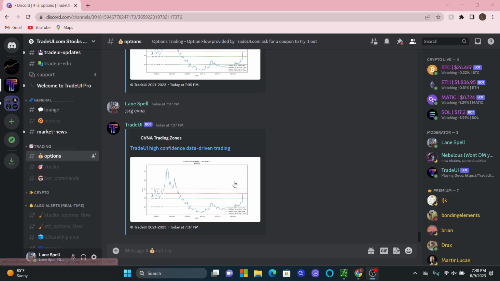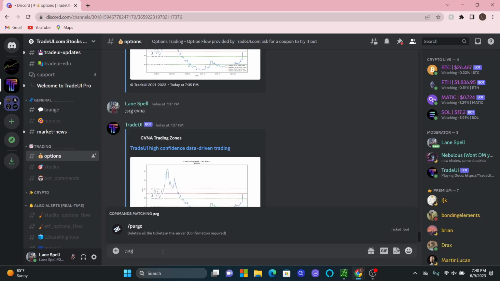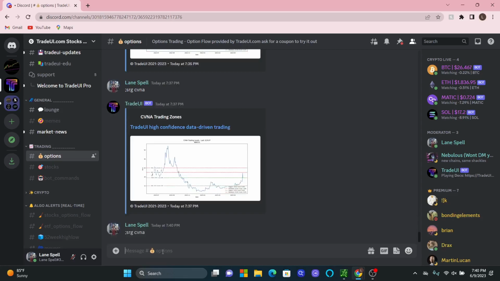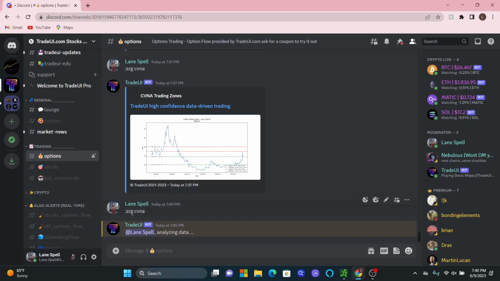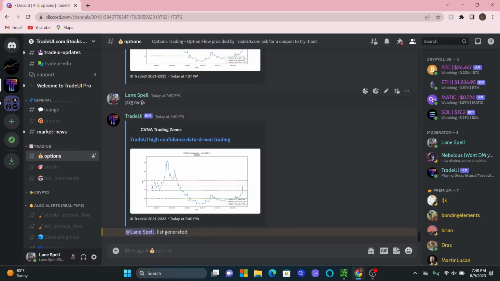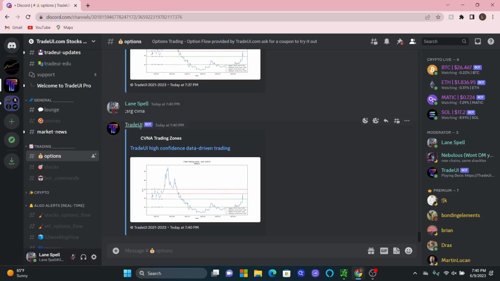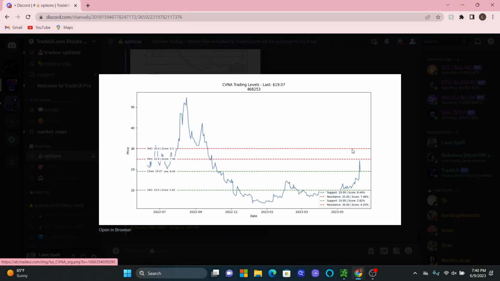So to access this powerful chart right here, what you're going to do is type in semicolon SRG CVNA. And what that does, it'll populate the support and resistance lines based off the AI. We have Carvana here, CVNA, and it will show you support and resistance lines that are drawn based on the option activity. And down here, it'll actually give you a score system. That way it tells you just how sensitive these lines are.